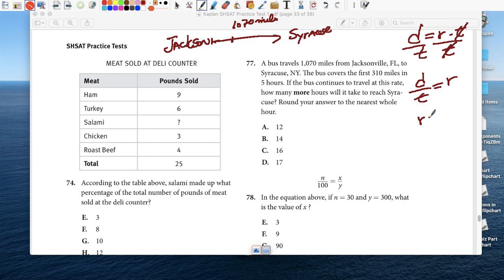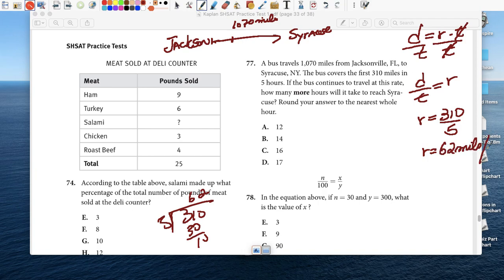So rate, or our speed, is the distance, which is 310 divided by 5. If you divide 310 by 5, 60, 30, 10, okay, 62. So our speed, the bus is traveling at 62 miles per hour. So we went 310 miles in 5 hours, or 62 miles an hour. If the bus continues to travel at this rate, how many more hours will it take to reach Syracuse?